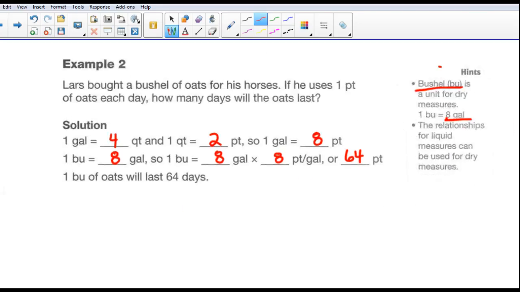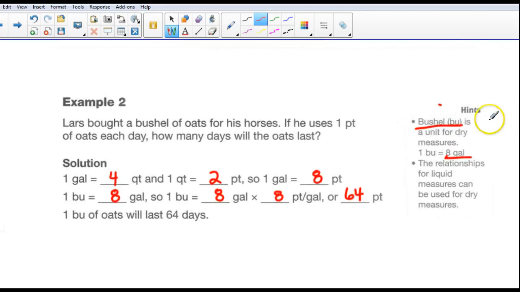Okay, all right, so that's all there is for 5.1. Go ahead and do the practice and see how you do there.